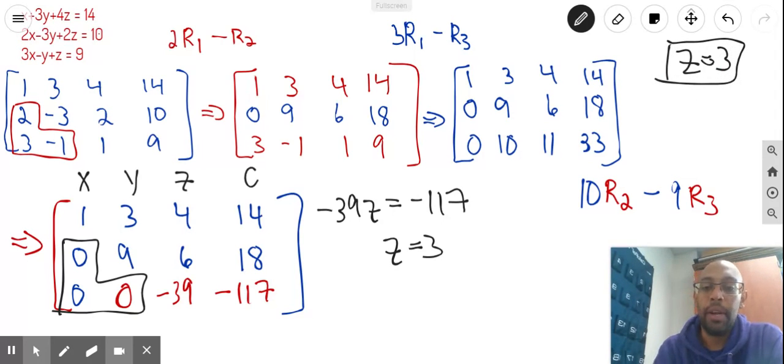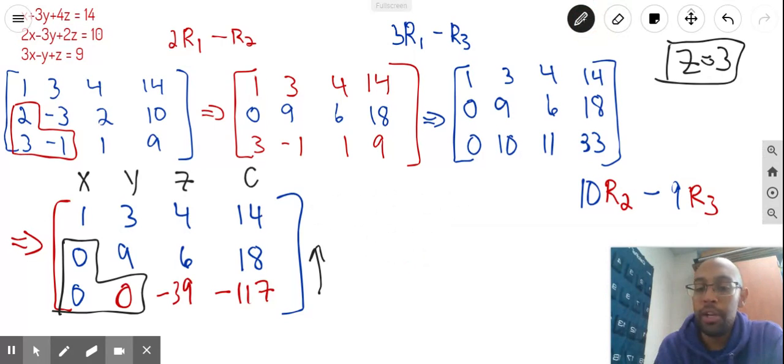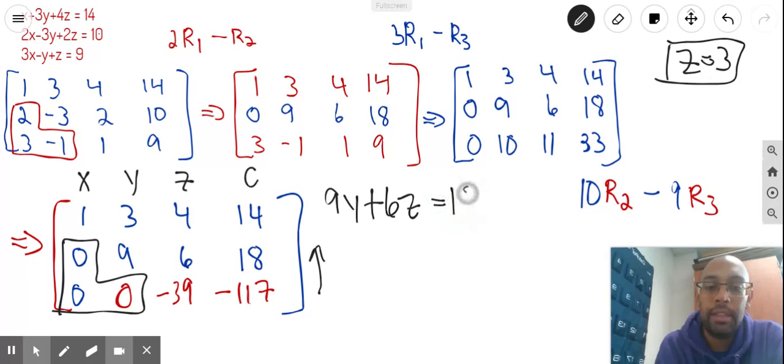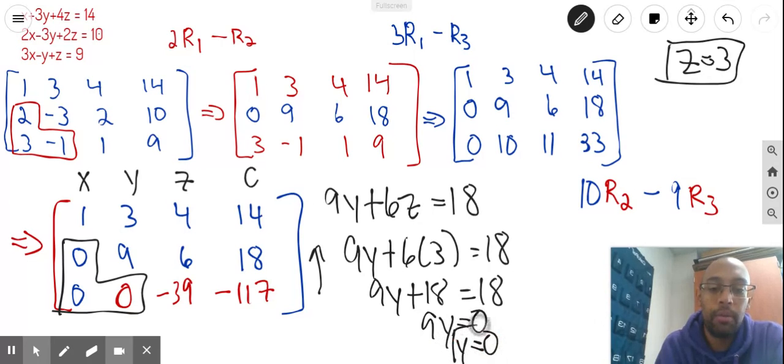Okay, so I know z is 3. I'm going to move up a row. And now I'm going to solve for y. The equation for y is 9y plus 6z equals 18. We know what z is. z is 3. So 9y plus 6 times 3 equals 18. 6 times 3 is 18. So 9y plus 18 equals 18. Subtracting 18 from both sides, 9y equals 0. So we know y is 0.